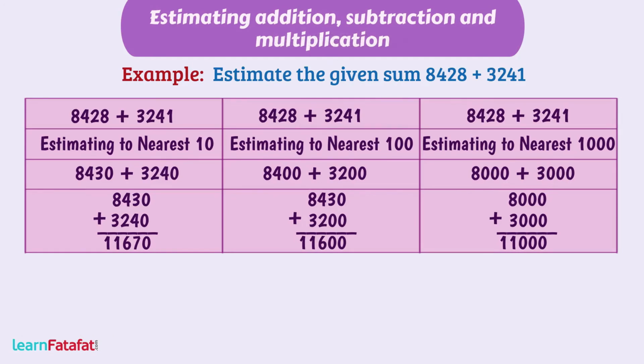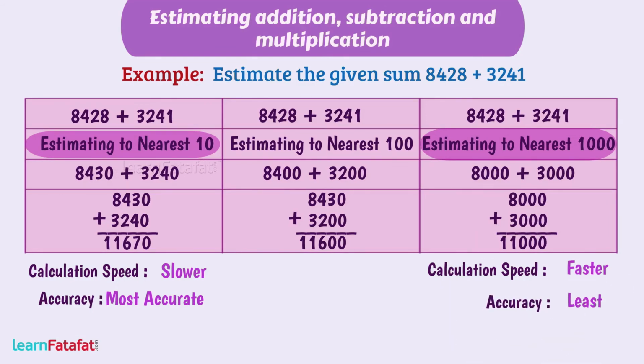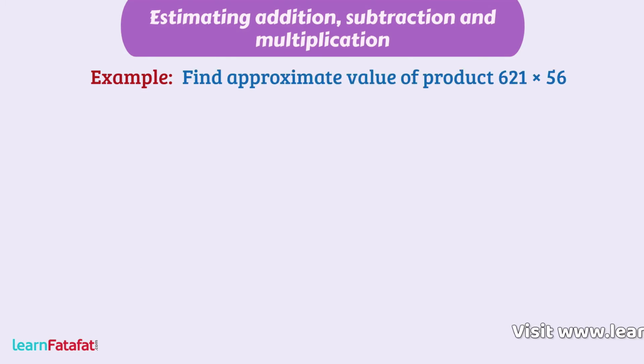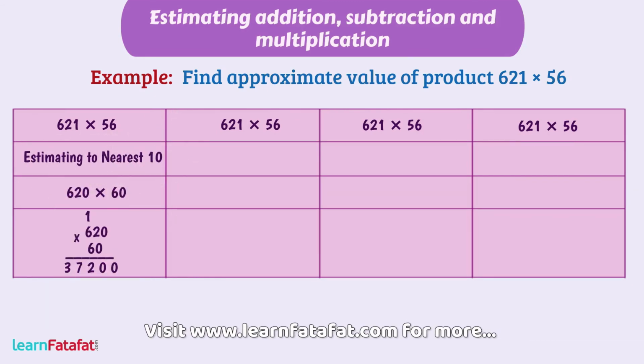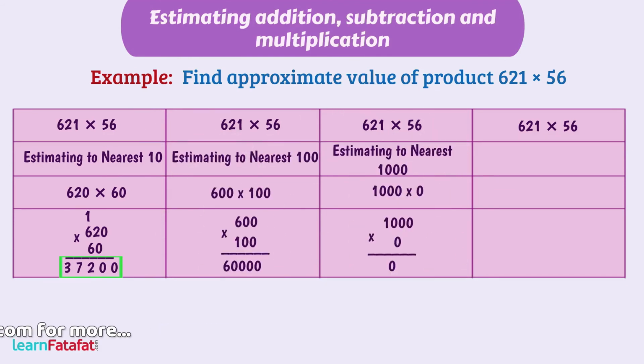Estimation makes calculations quicker and simpler. Estimating values to the nearest 10 makes calculations slower but gives a closer estimate. Estimating values to the nearest 1000 makes calculations faster but gives the least close estimate. Example, find the approximate value of the product 621 multiplied by 56. Estimating to the nearest 10 gives the most accurate estimate, but estimating to the nearest 100 or 1000 gives a wrong estimate.